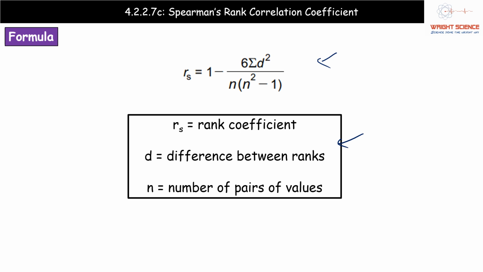So RS, the rank coefficient, or Spearman's rank correlation coefficient, equals 1 minus 6 times the sum of d squared, and d is the difference between our ranks, divided by n times n squared minus 1. N is just the number of pairs of values.